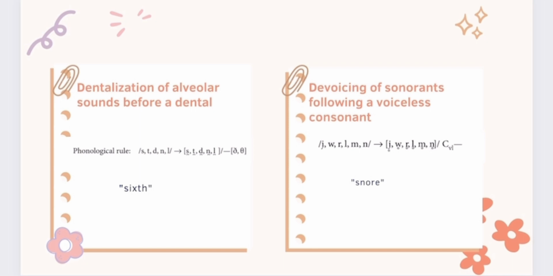Dentalization of alveolar sounds before a dental. Alveolar sounds become dentalized when they appear before dental consonants. For example, sixth. Devoicing of sonorants following a voiceless consonant. Sonorant sounds are devoiced and become voiceless when they appear after a voiceless consonant. For example, snore.